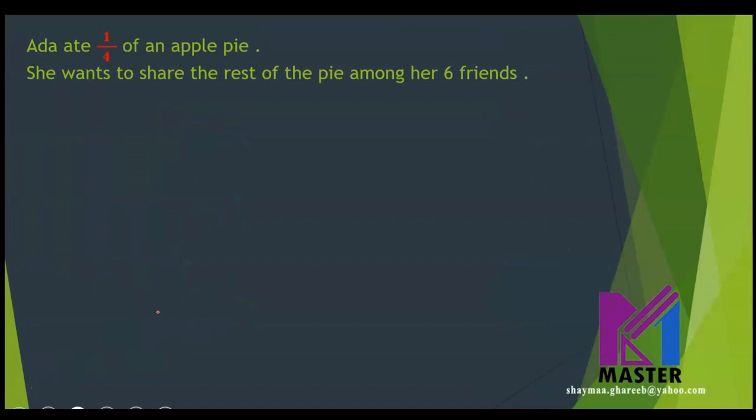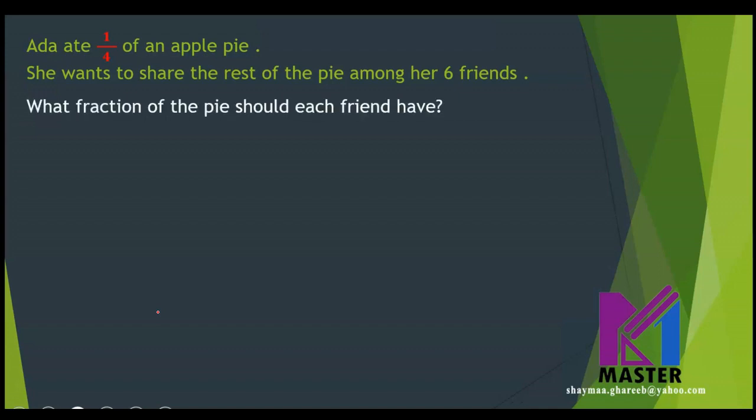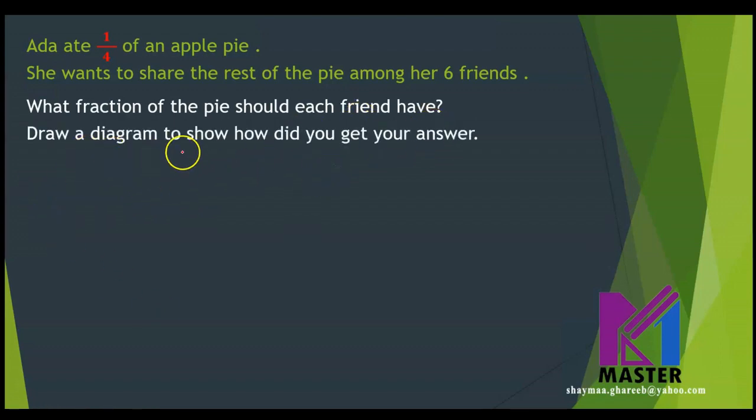Now let's read this example together. Ada ate 1/4 of an apple pie. She wants to share the rest of the pie among her 6 friends. What fraction of the pie should each friend have? Draw a diagram to show how you got your answer.